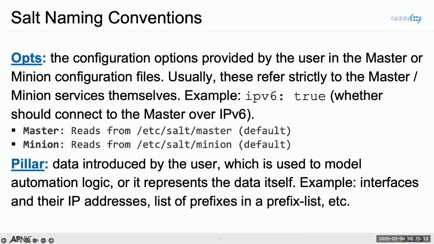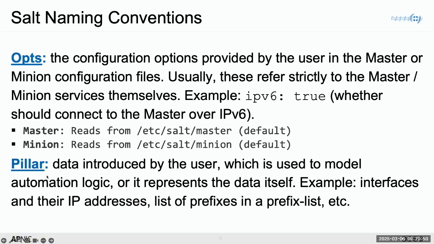There are also some naming conventions, like options. The configuration options are provided by the user in the master and minion configuration files, and usually they are located in a certain location. We can see here that the master reads from /etc/salt/master, and the minion reads from /etc/salt/minion. These are the locations where we have the files, and we can change the settings there based on the different options available.